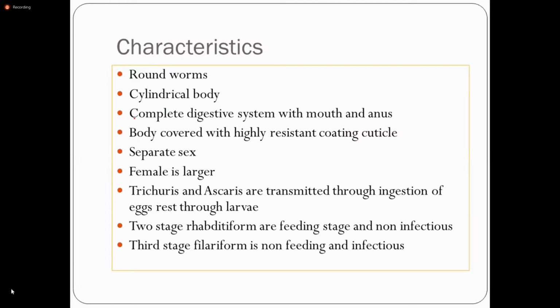They have a complete digestive system with mouth and anus, and their body is covered with a highly resistant coating containing cuticle. Why this highly resistant coating? Because they usually have to survive in the intestine or large intestine, so they have to resist all the enzymes and juices that are present. So they must have this highly resistant covering to survive. Okay.